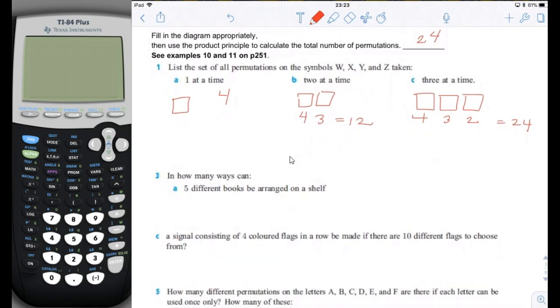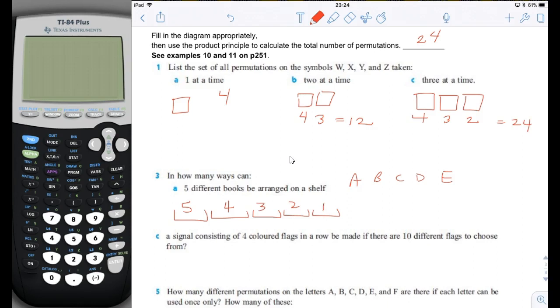Number 3, in how many ways can 5 different books be arranged on a shelf? Okay, this is pretty similar, right? So you basically have 5 different books, A, B, C, D, and E. And then you say, okay, I have 5 positions on the shelf. How many different books can be put in the first position? 5. After you fill in the first position, then you're going to fill in the second position with one of the remaining 4, and 3, and 2, and 1, and so on, right?